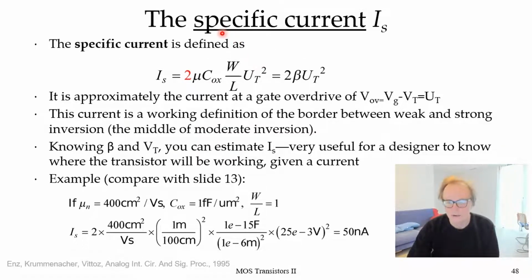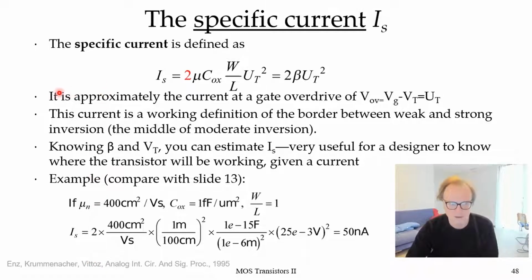So now I'm going to tell you about the concept of the specific current IS. The specific current is defined as IS equals 2, not a half, 2 times mu Cox W over L times the square of the thermal voltage. So it's 2 beta UT squared. That's just the definition of specific current in the paper in Analog Integrated Circuits and Signal Processing, 1995, by Christian Enz, Krummenacher, and Eric Vittoz, three famous people in CMOS IC design, who I'll tell you some stories about later.